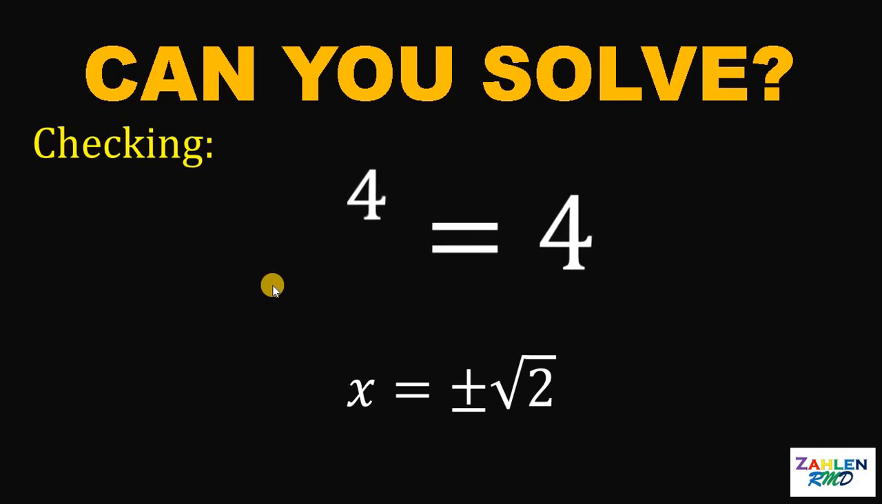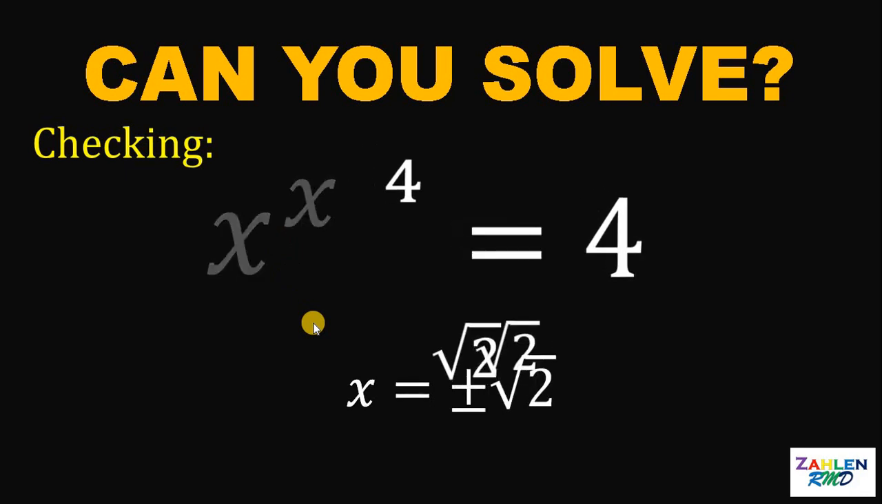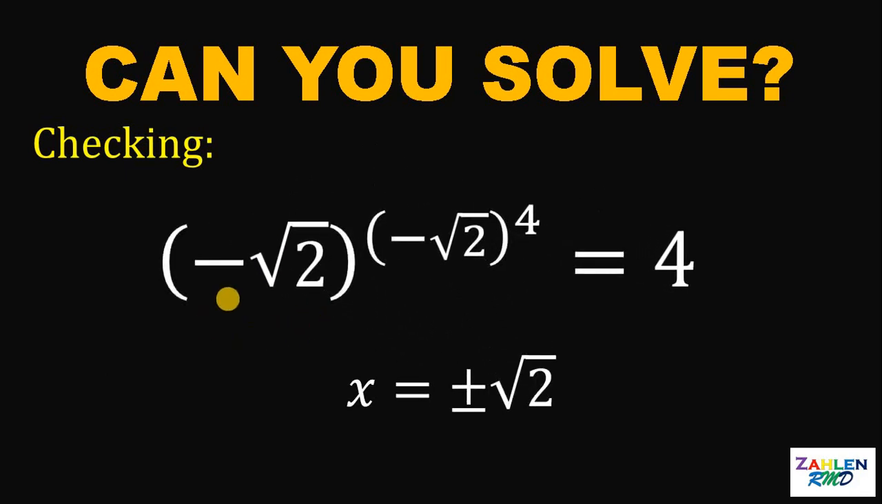Now, how about negative square root of 2? So, let's replace all x with negative square root of 2, like this. So, we have negative square root of 2 raised to negative square root of 2 raised to 4. And again, negative square root of 2 raised to 4 is the same thing as multiplying negative square root of 2 to itself 4 times.